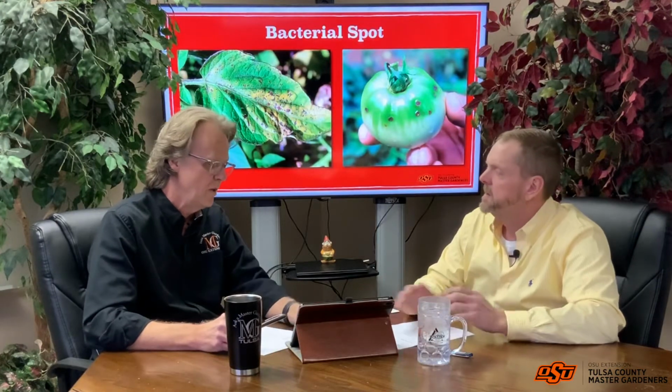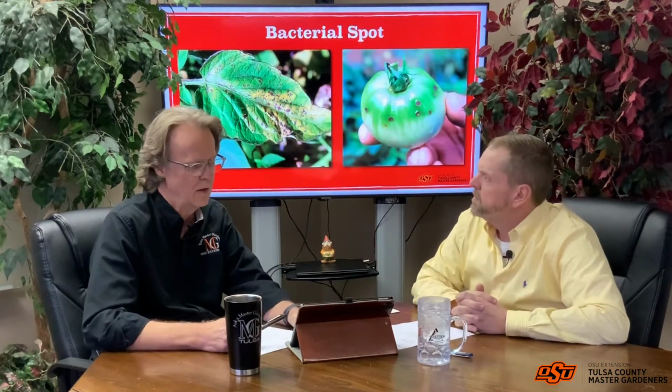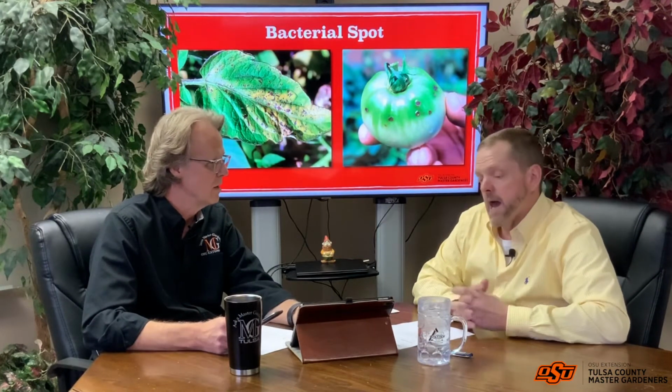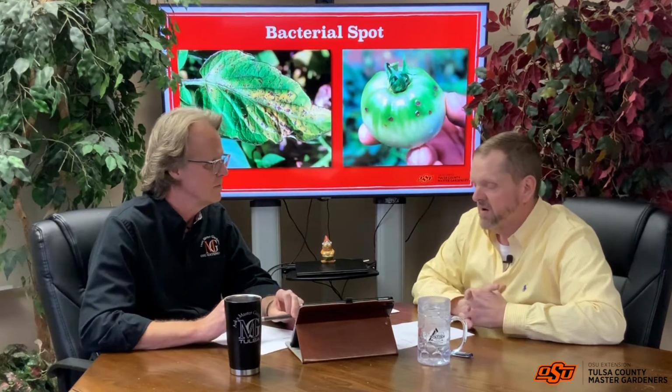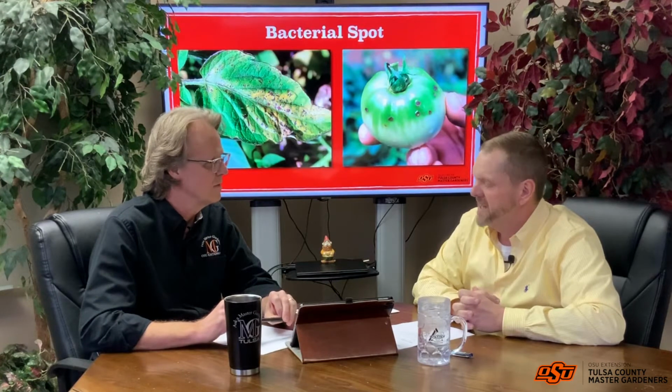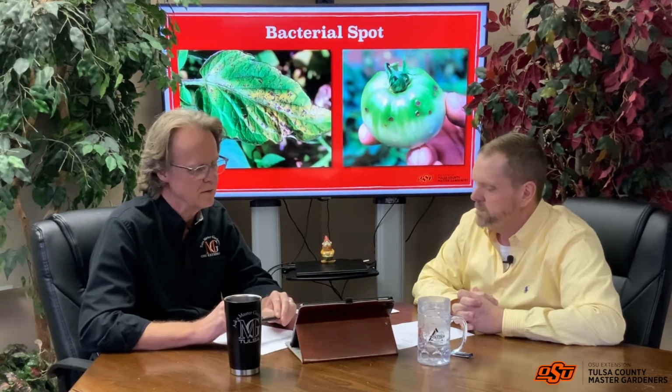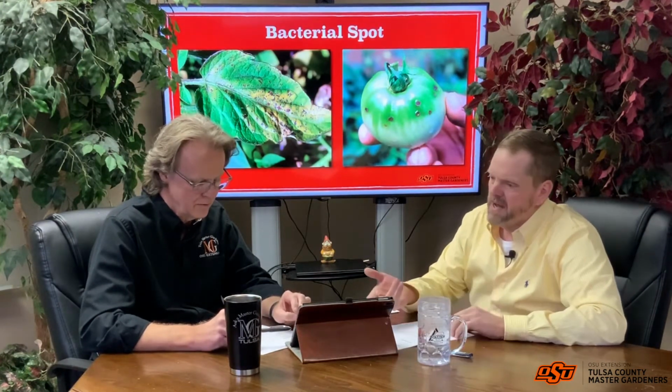And then if you do have a problem with one of these, all of them really, then crop rotation. Just move it over to another part of the garden if you have that ability, because once it's there, it's going to be harder to get away from. Yeah, so that's Bacterial Spot.